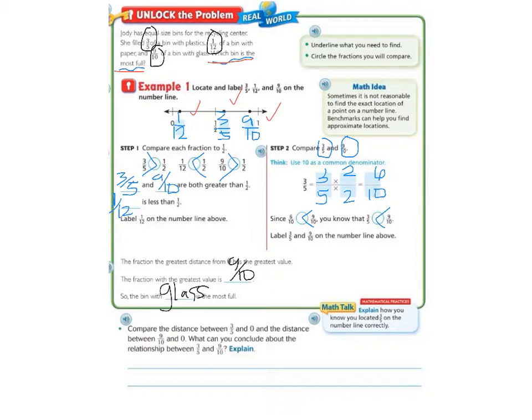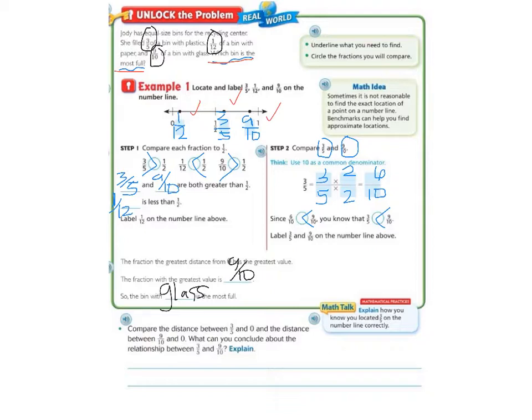Down at the bottom it says, compare the distance between 3/5 and 0. So if you look at your number line, 3/5 is in the middle, 0 is all the way to the left, and the distance between 9/10 and 0. Okay, 9/10 is almost to the 1, so it's way far away from 0. And it says, what can we conclude about the relationship of 3/5 and 9/10 looking at the number line? Well, anything that's farther to the left of a number line is smaller. So we could tell, based on their relationship on the number line, that 9/10 is bigger than 3/5.